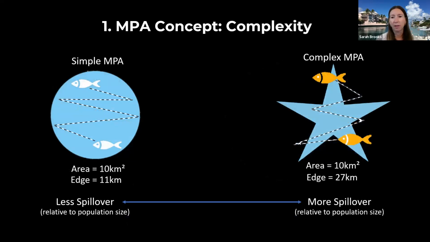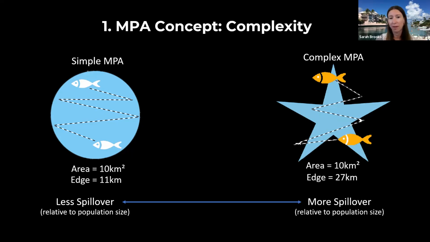And then the last concept that I'd like to explain is the complexity of an MPA shape. Complex shapes have proportionally more edge compared to simple ones. So in the example that you can see on the slide, both the circle and the star have exactly the same area of 10 kilometers squared. But the star has 27 kilometers of edge compared to just 11 kilometers of edge of the circle. So the star has way more edge because it's a more complex shape.